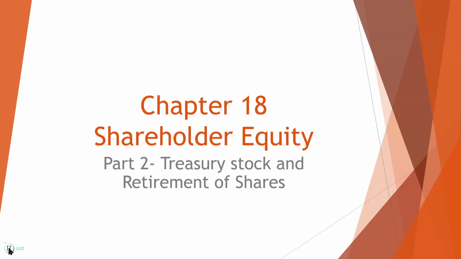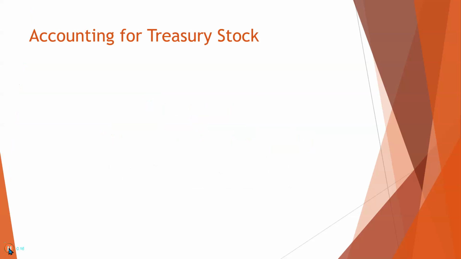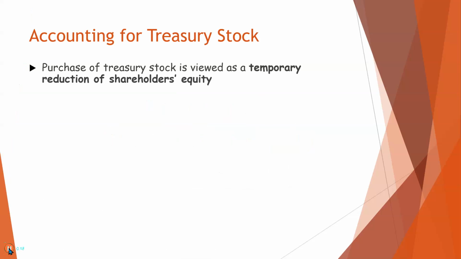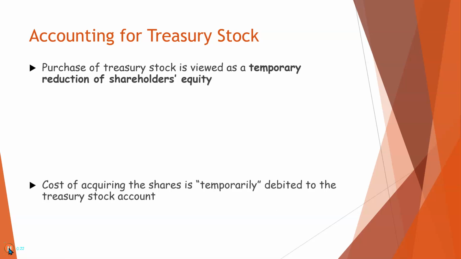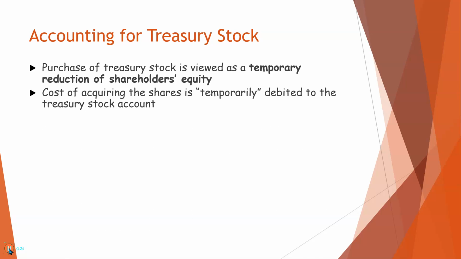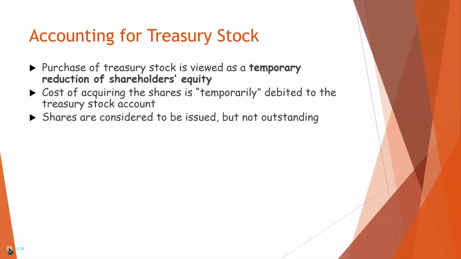Chapter 18, Part 2, we're going to look at Treasury stock and retirement of shares. Now, the treatment of Treasury stock has changed, and I think it's a better way of doing it than it used to be. Now, accounting for Treasury stock. Purchase of Treasury stock is viewed as a temporary reduction of shareholders' equity. Cost of acquiring the shares is temporarily debited to the Treasury stock account. Shares are considered to be issued but not outstanding.